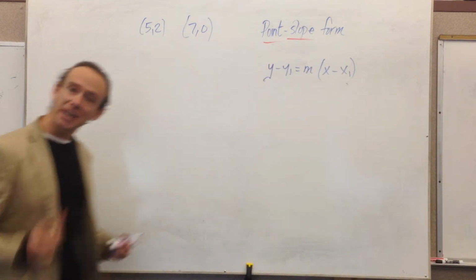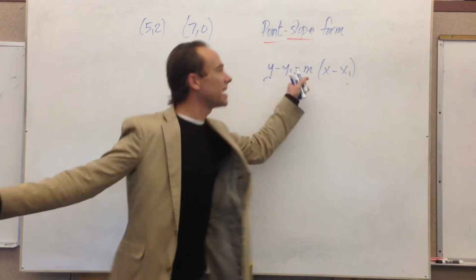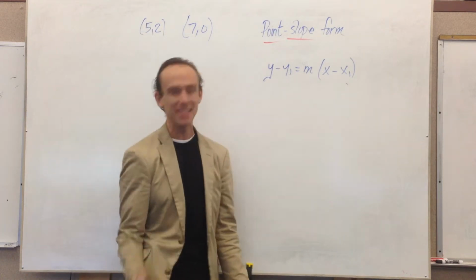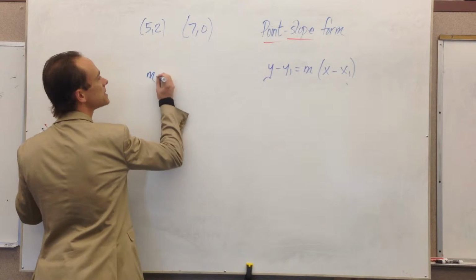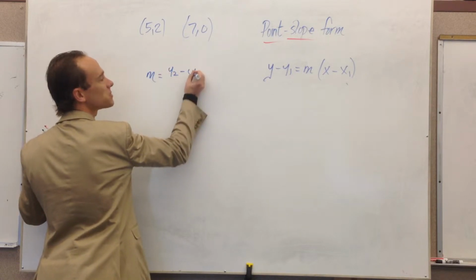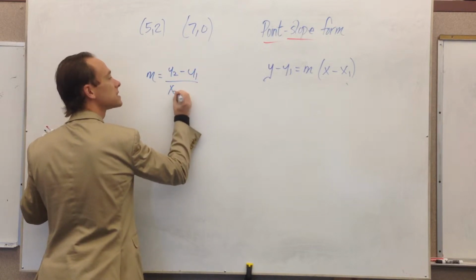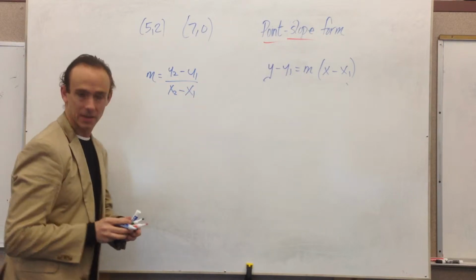Alright, so here we go. This point slope form, you gotta know the slope, so let's go find that slope. So we got m is equal to y2 minus y1 over x2 minus x1.